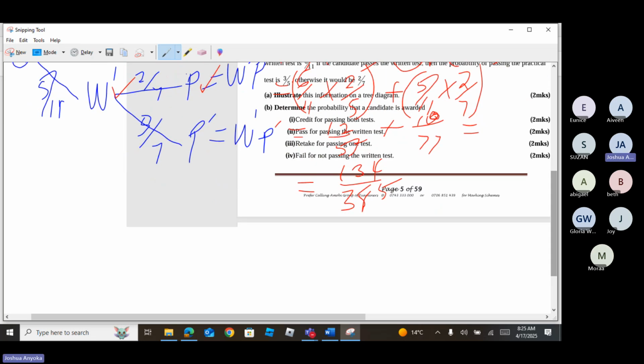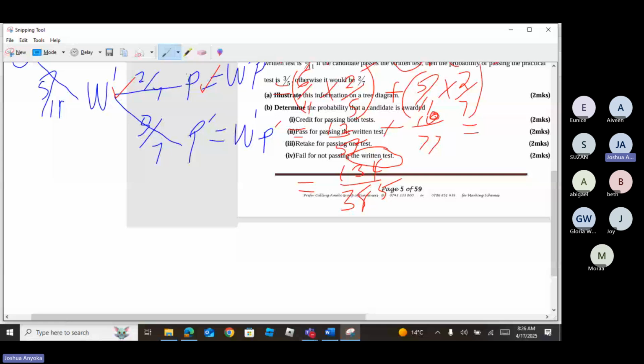Next, a fail for not passing the written test. We need to interpret this one. A fail for not passing a written test means that this person will not pass. What is the condition here? Not passing the written test.